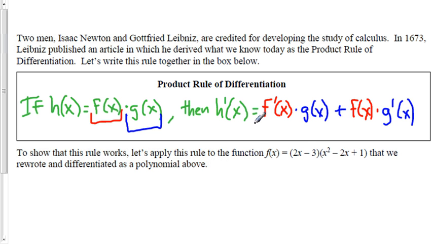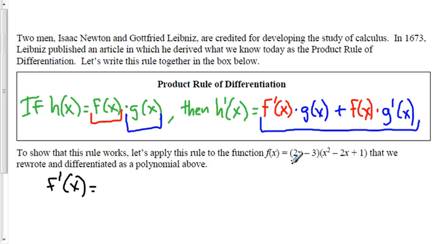Okay, so this whole thing is the product rule. Derivative of the first times the second plus the first times the derivative of the second. So to show that this rule works, let's apply this rule to the function that we just rewrote and differentiated as a polynomial. So now we're going to use the product rule for this.